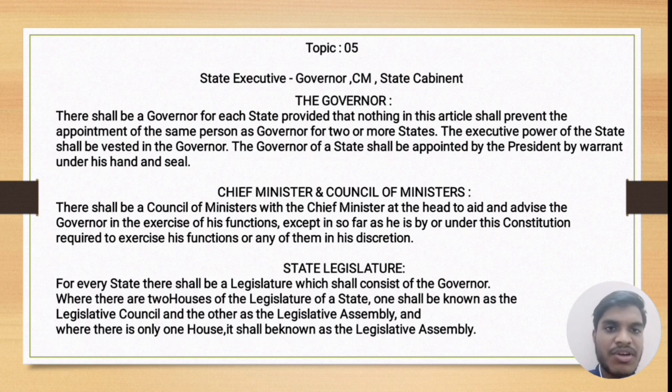State Legislature. For every state there shall be a legislature which shall consist of the Governor, where there are two houses of the legislature of state. One shall be known as the Legislative Council and the other Legislative Assembly, and if there is only one house, it shall be known as the Legislative Assembly.